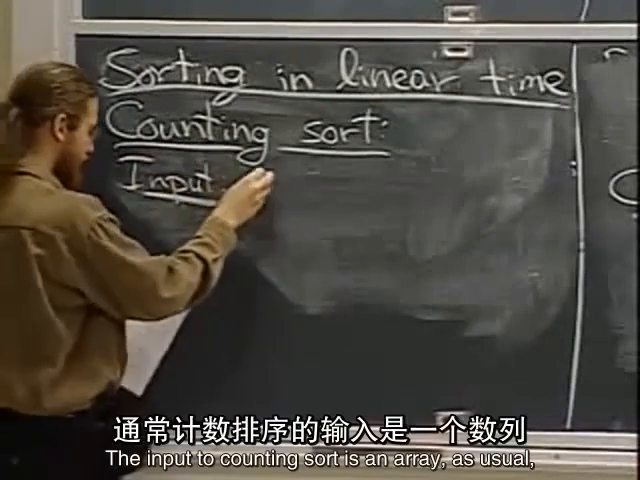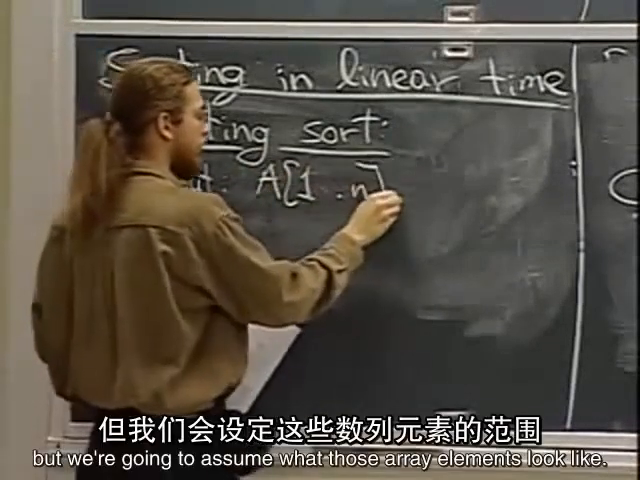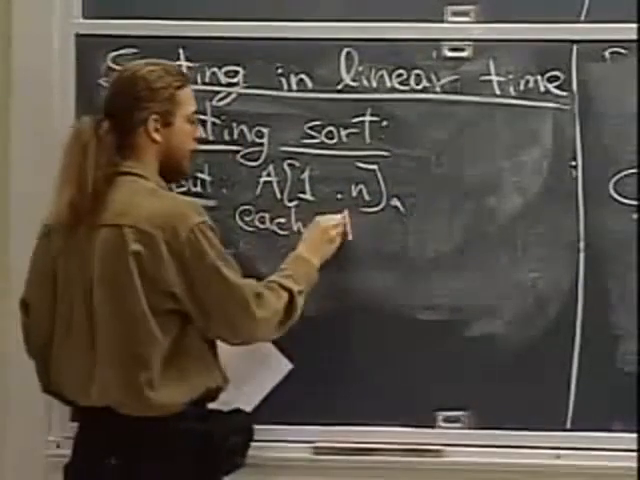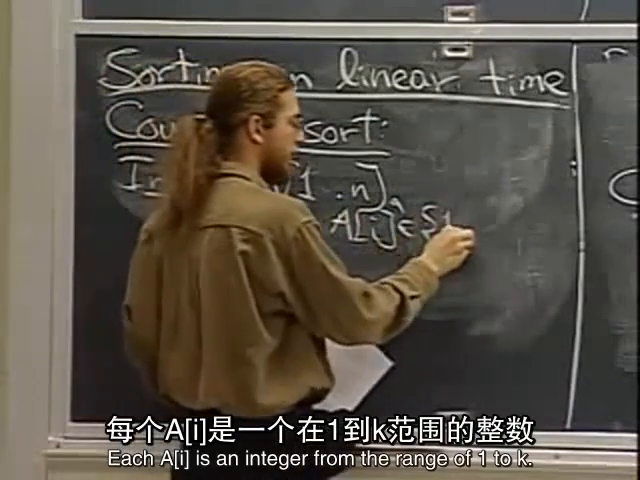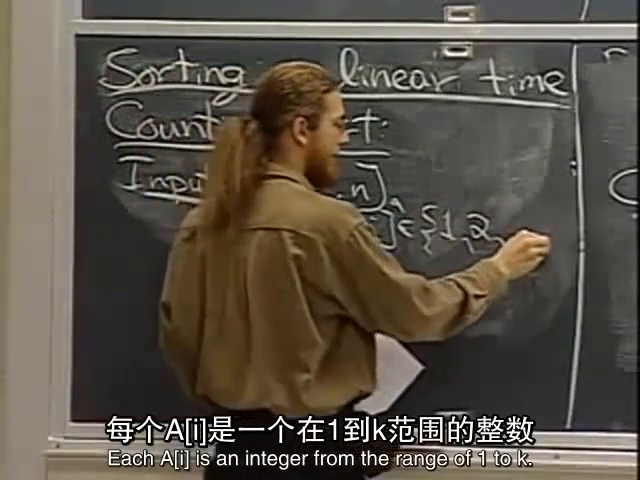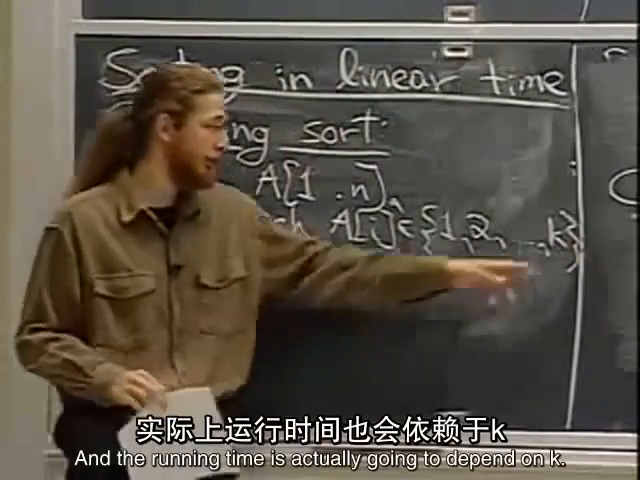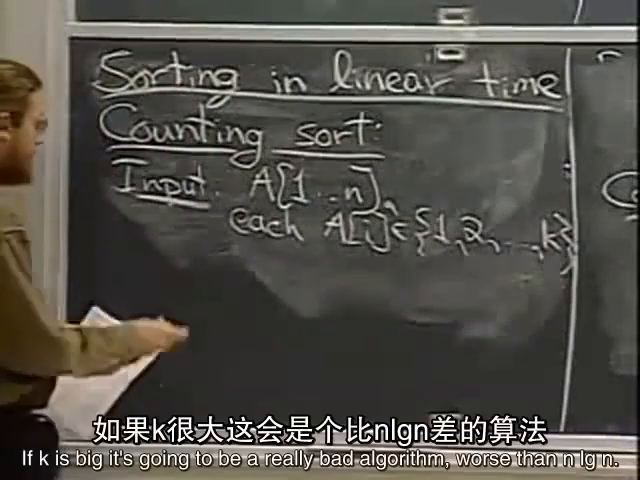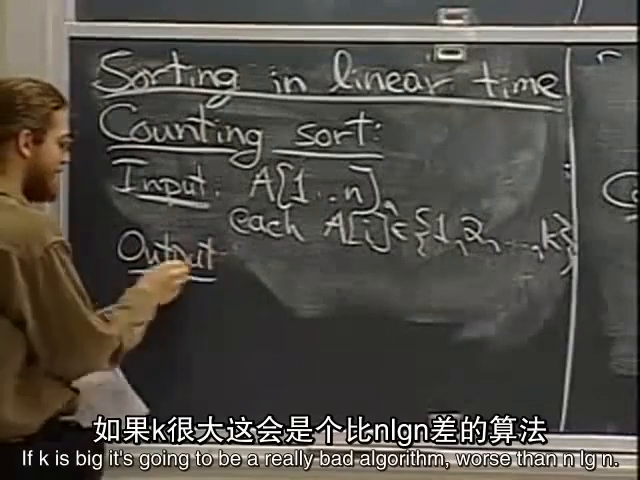So the input to counting sort is an array, as usual. But we're going to assume what those array elements look like. So each A[i] is an integer in the range from 1 to k. So this is a pretty strong assumption. And the running time is actually going to depend on k. So if k is small, it's going to be a good algorithm. If k is big, it's going to be a really bad algorithm. Worse than n log n.